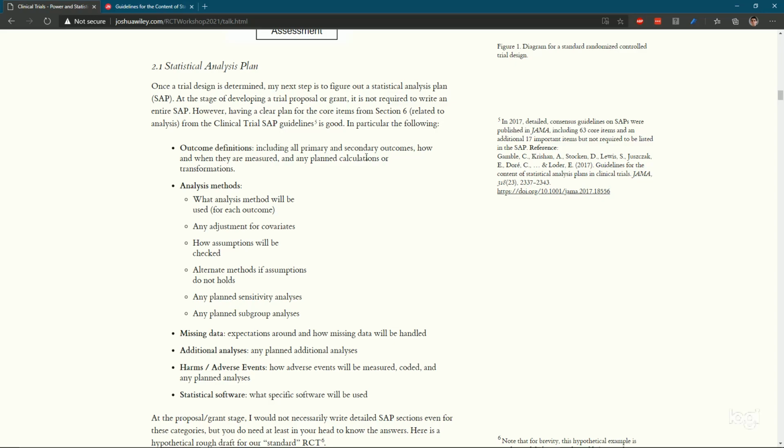So knowing very precisely what the primary and secondary outcomes are, how and when they're measured. If you're going to have any transformations, are you going to apply a transformation? Will it be log transformed, or will you do anything else to it? And that's important for deciding the analysis.